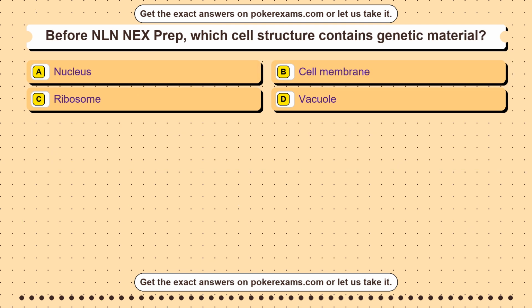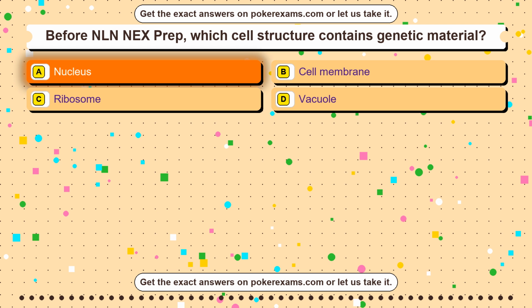Question 45. Before NLN NEX Prep, which cell structure contains genetic material? Option A, nucleus. Option B, cell membrane. Option C, ribosome. Option D, vacuole. The correct answer is option A, nucleus.